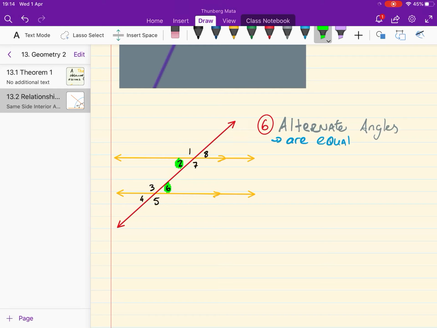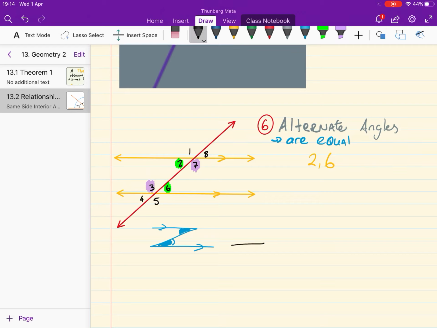So if I look at my example here, we're going to have pairs of alternate angles. One pair of alternate angles will be 2 and 6. They are alternate to each other. If we look at this, what it looks like is we can make a Z. If we have parallel lines, the interior angle here will be the same size as the interior angle here. So this is what alternate angles are like. So we have 2 and 6 as one pair of alternate angles.